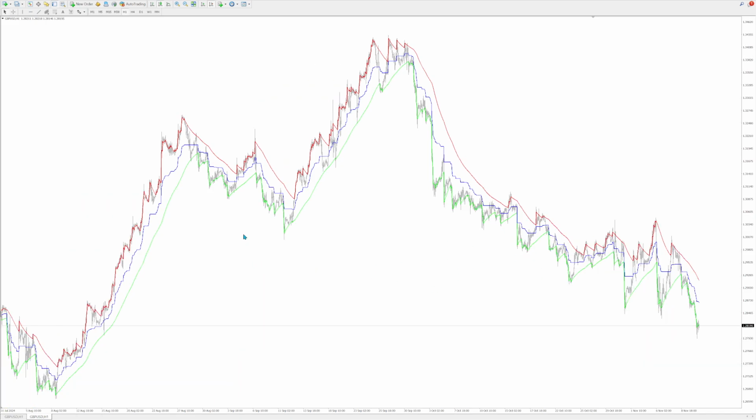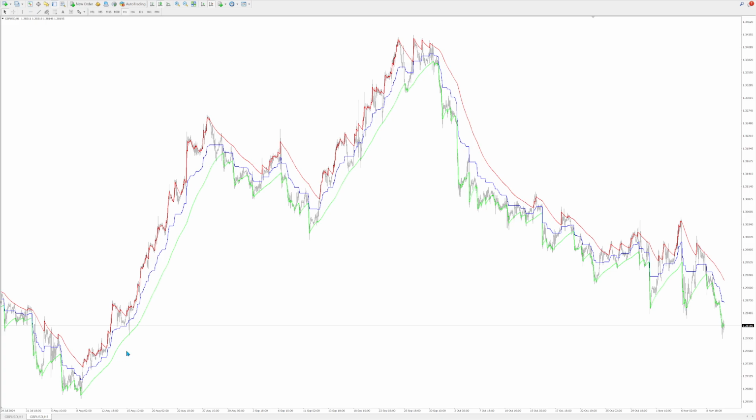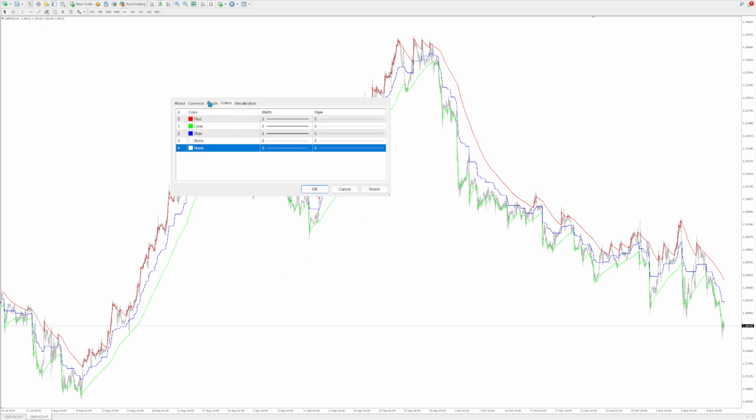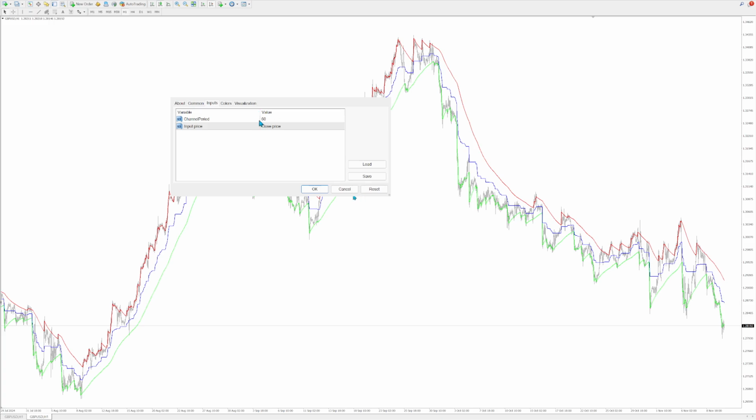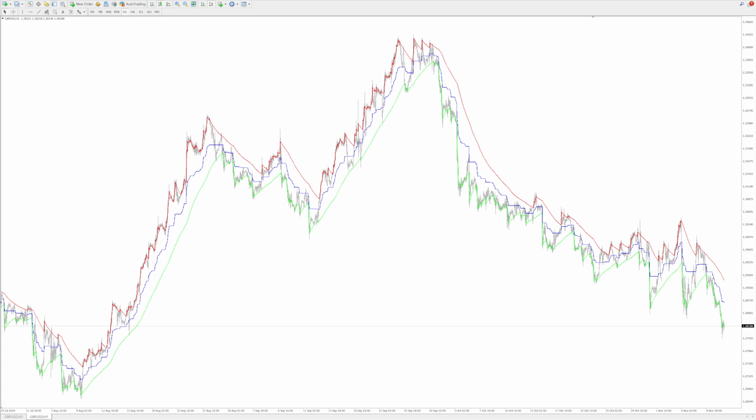Okay, so you can see the G channel indicator on my chart here. It's basically these lines which are displayed as green, blue and red. You can customize the colors from the indicator settings, also the inputs, which are the period and the price used. I'm just using the 60 periods here, which is basically the last 60 bars for the calculation.